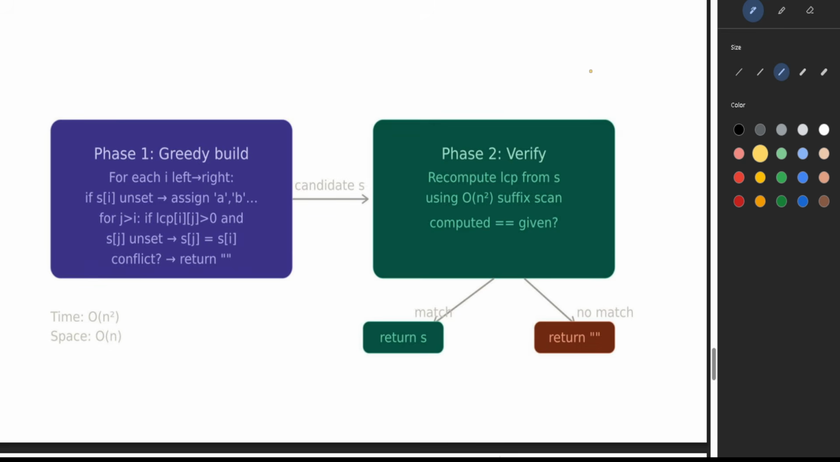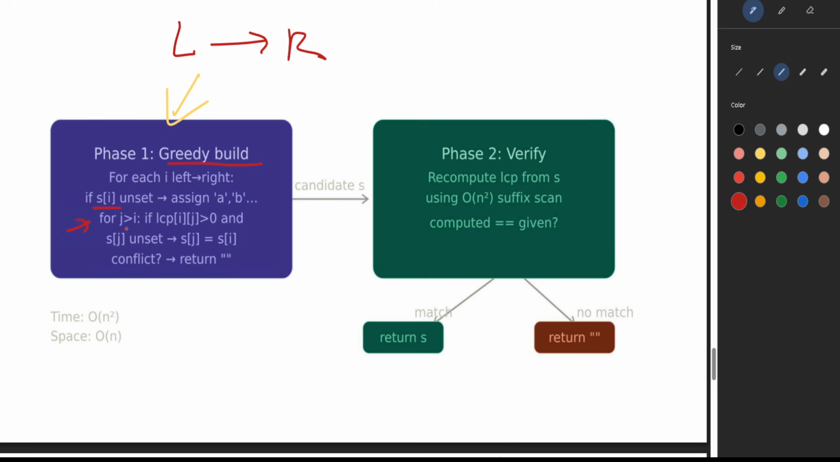Okay, I'll go ahead. What is the first phase we are talking about? The very first phase is the greedy build. For each string that starts from i, we always go from left to right. You check whether s at i is unset, meaning unassigned, then assign a, b, or whatever the smallest character available is. If you have used a and b, then you will go with c. If c is also used, you will go with d. Like that you have to check.